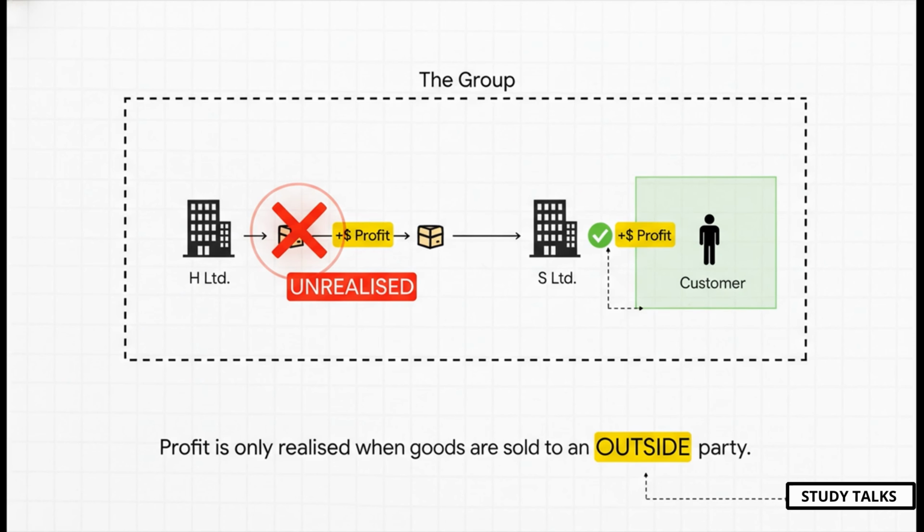A profit is only a real profit for the group when the goods are sold to an external customer. If H Limited sells to S Limited and makes a profit, but S Limited hasn't sold those goods yet, that profit hasn't really been earned by the group. It's an unrealized profit, and it absolutely must be eliminated. This is a huge reason why marks are lost.